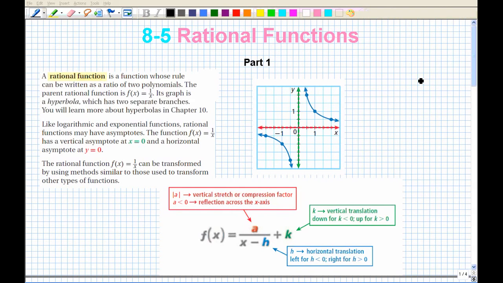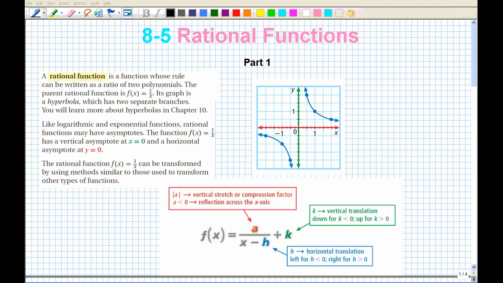Everyone, this is part 1 of rational functions in chapter 8-5 of your textbook. These 3 videos are going to be very important because this is probably going to be the hardest part of the graphing for the entire year, so it's extremely important that you take notes from these videos and really rewatch them if you have any problems and ask me questions in class.